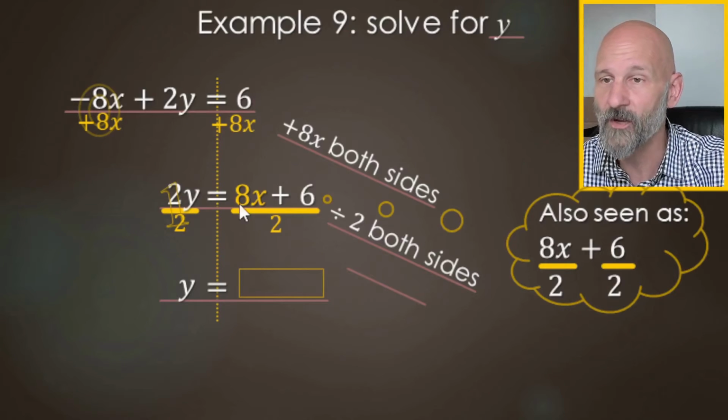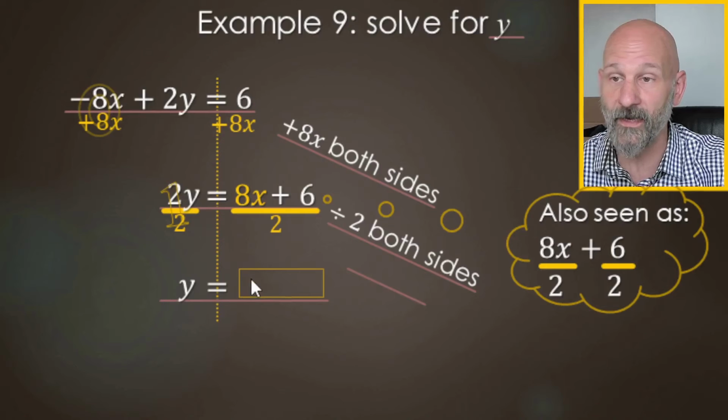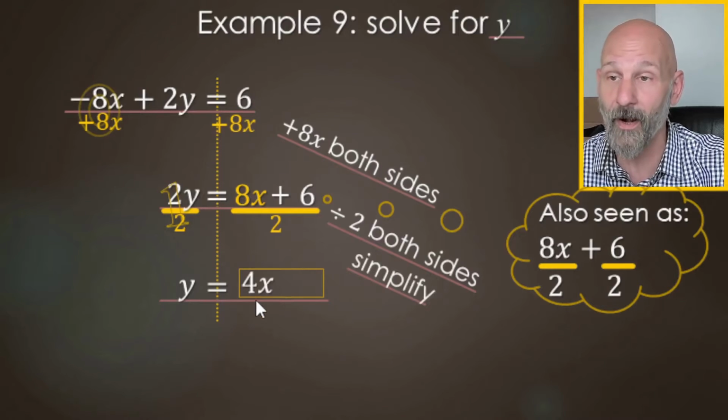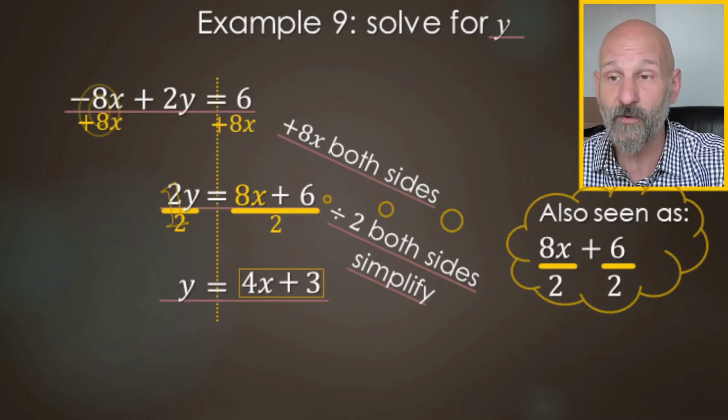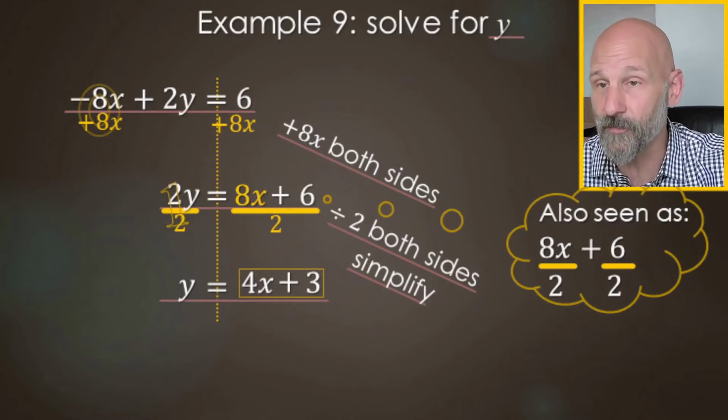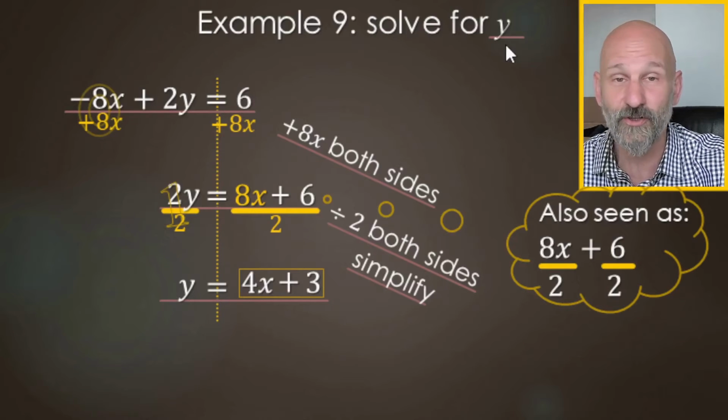Okay, so here we go. We can do 8x divided by 2. Well, 8 divided by 2, that makes 4, or 4x. And then 6 divided by 2, that's going to make a plus or positive 3. And there we go. So y equals 4x plus 3. And that's this top equation solved for y.